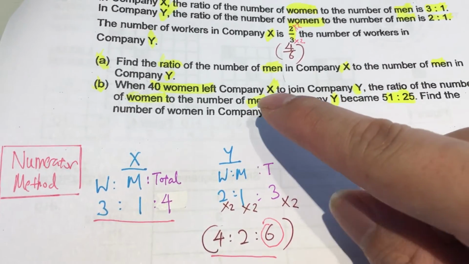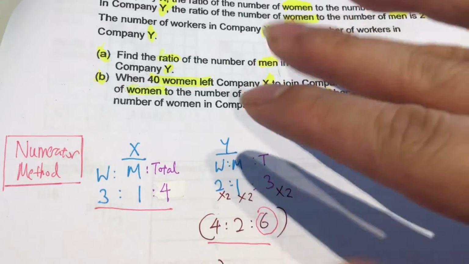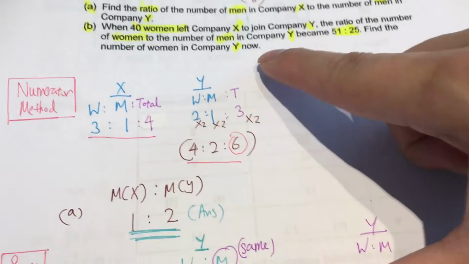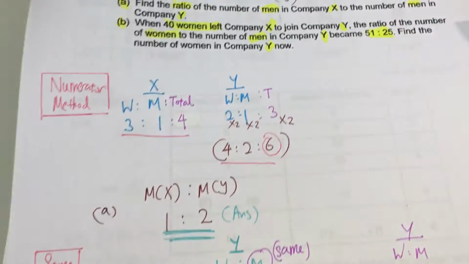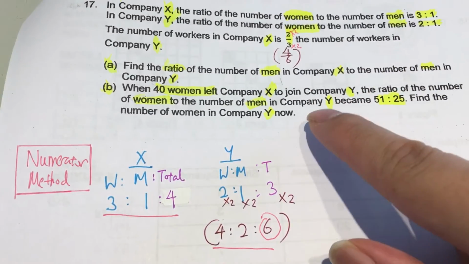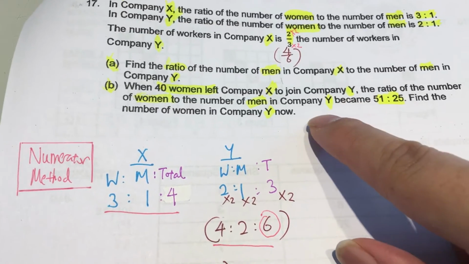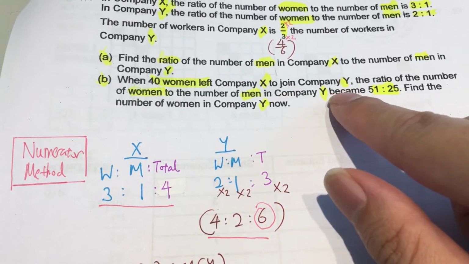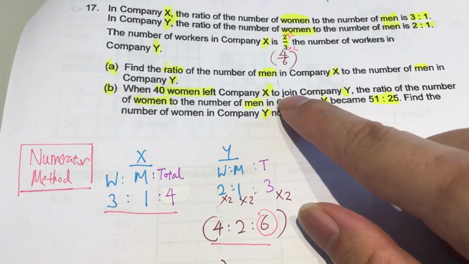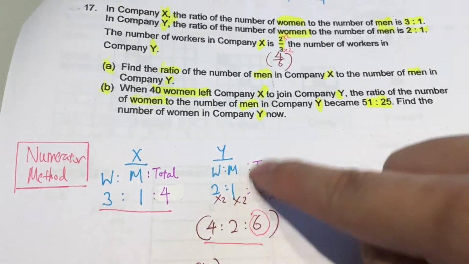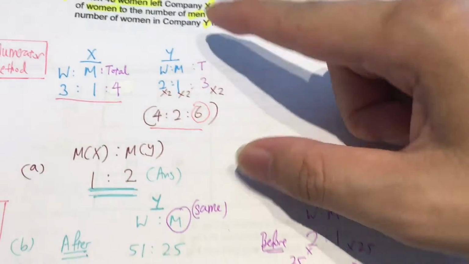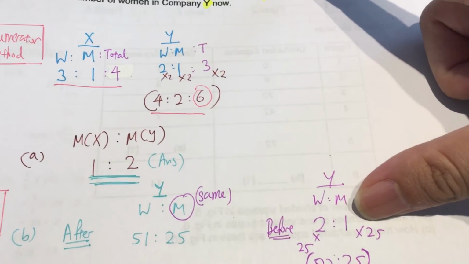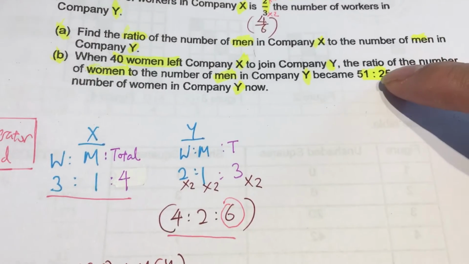Where can you start if you are stuck? Okay, so let me see. Probably we can find the ratio of W is to M in Y before the change, and it's here, right? Yeah, so I wrote it here again, 2 is to 1, and 51 is to 25 I can write here.